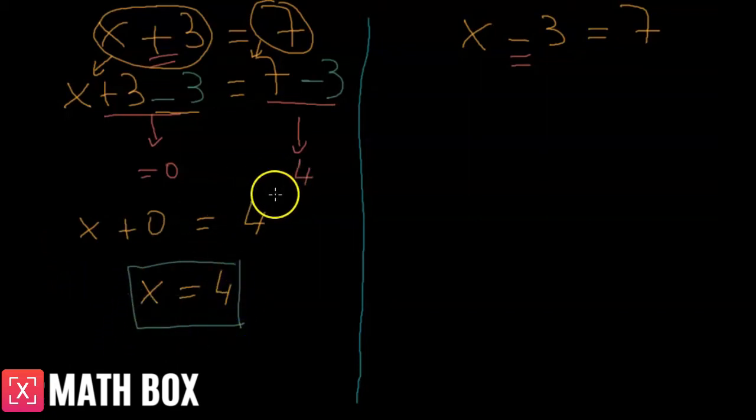So let's double check here. Here we had x plus 3, but here we have x minus 3. So I'm not going to do minus 3, but I have to get rid of minus 3. So I should do the opposite. I should add plus 3. And because I did it on the left, I should do it on the right as well, to keep the balance. Whatever I do on the left, I do on the right.